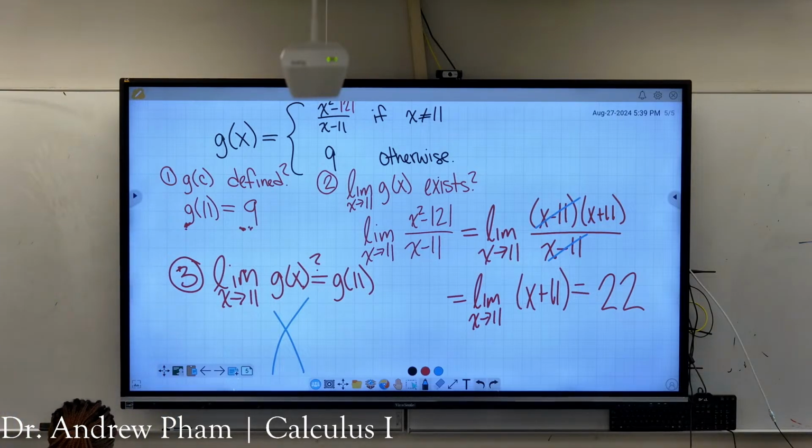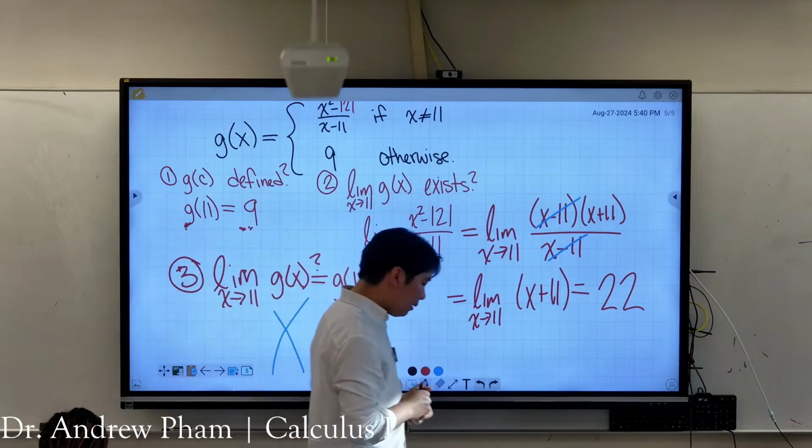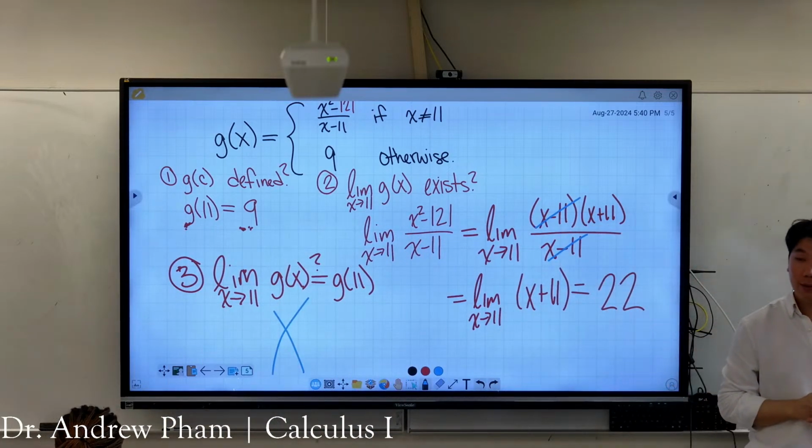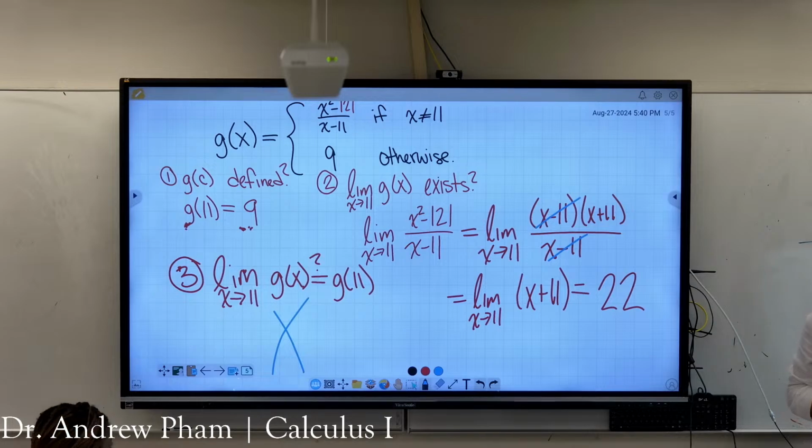So again, because I failed the third condition, I am not continuous, specifically when x is 11. I'm going to ask a follow-up question on this. Do I always need to check all three conditions? Yeah, I'm going to make the claim that if any of the conditions fails, then we're not continuous. Why am I allowed to make that claim?